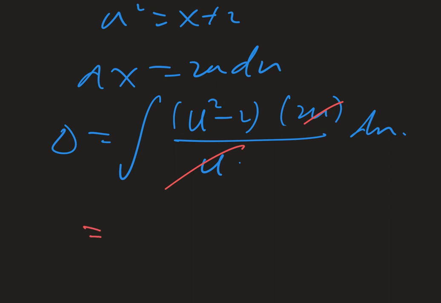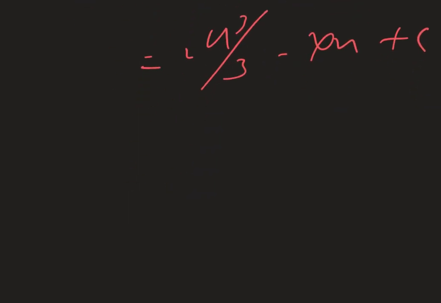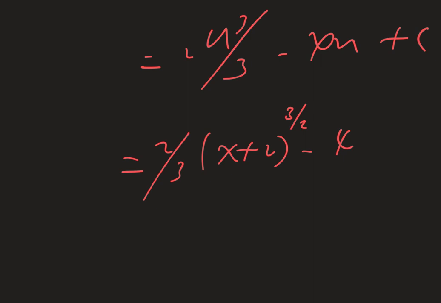So then what you get is that, okay, 2u squared minus 4 du. So you get 2u cubed over 3 minus 4u plus c. So just sub it in and you get the answer. Okay, so this is a 4 marks question. Easy.